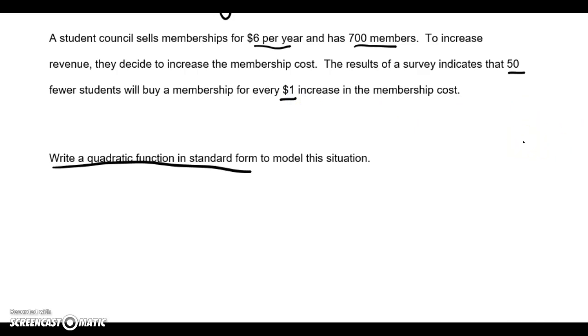So step number 1, whenever we're trying to create an equation given a word problem, is to write the equation just using words and what we know about it. We can start with what we're looking for, say, your revenue. They're trying to increase the revenue, so we're going to find out what their revenue might be. That's going to be equal to the price of their membership times the number of members, and that'll tell you how much money they're making. So it'll be the price times the number of members.